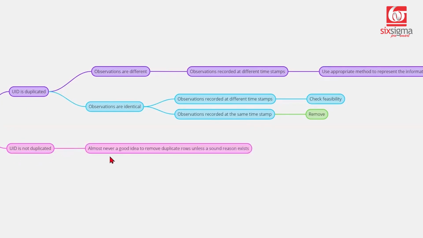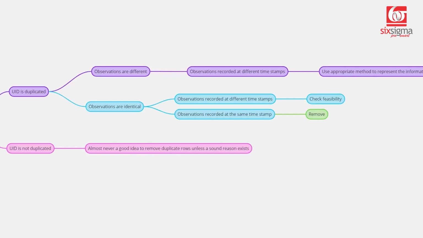In such cases, it's almost never a good idea to remove the duplicate rows unless you have a very sound reason to drop them. And in fact, this is the exact case that will apply to those scenarios where you do not have a unique identifier. If you do not have a unique identifier, the first thing you want to ascertain is whether these rows which are identical represent two different entities. If yes, then you don't want to drop those duplicates. You want your model to understand that these kind of records are commonly occurring and are important for us.